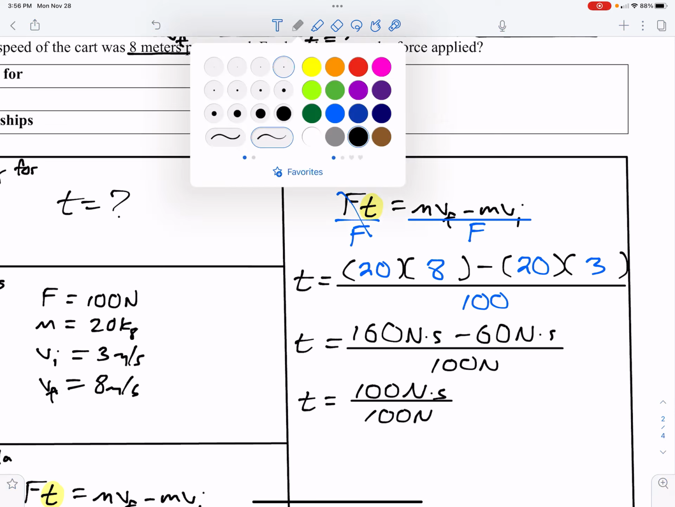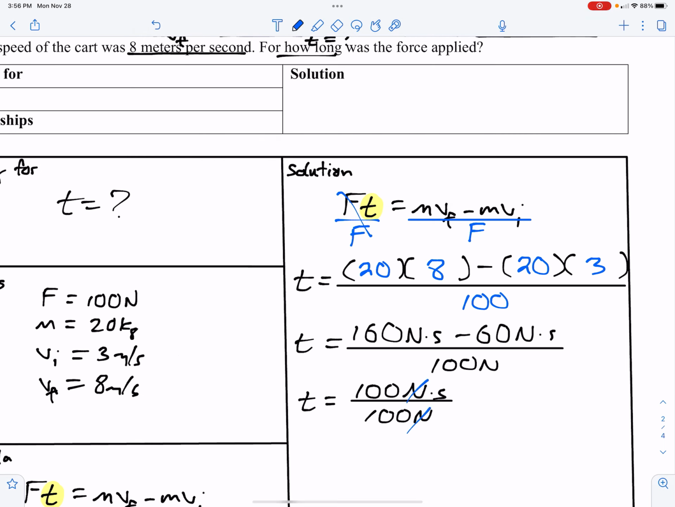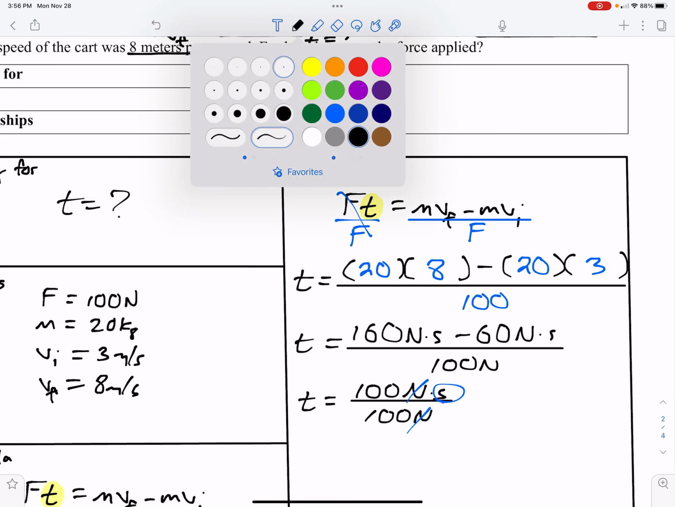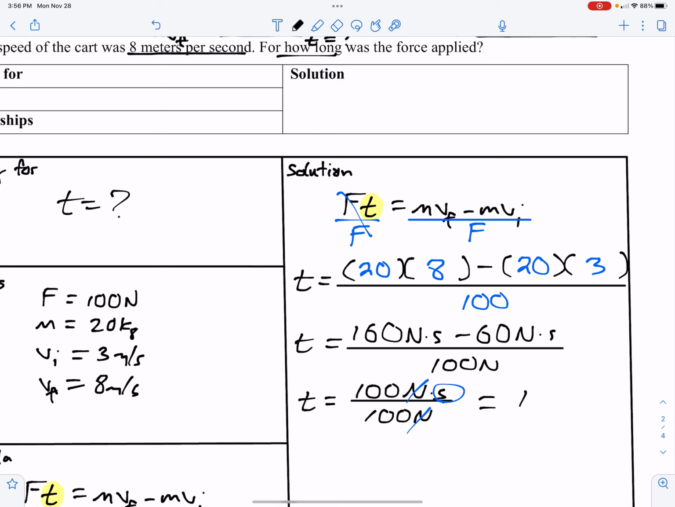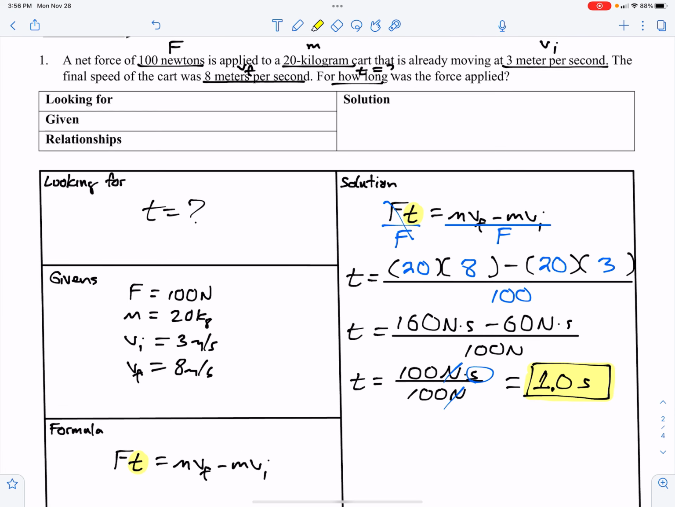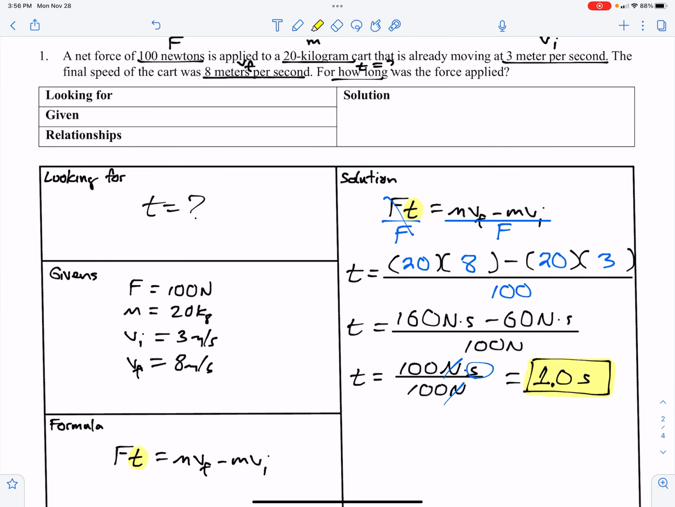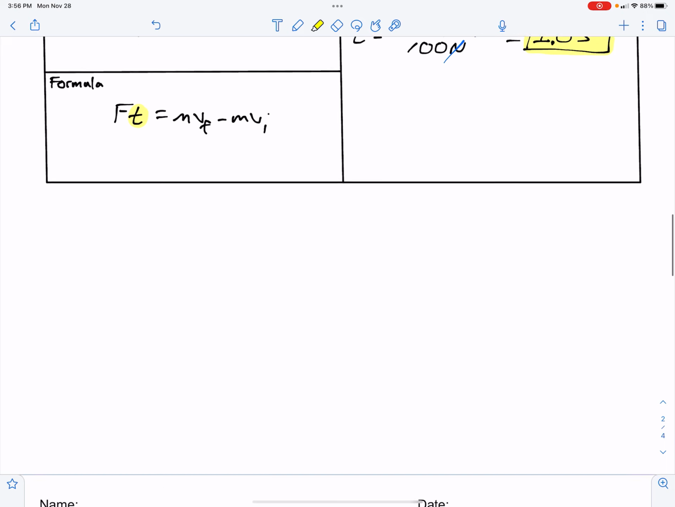And you can see the newtons part of that cancels, giving you the appropriate unit for time, which is seconds. 100 divided by 100 is 1 second. You could write it as 1 or 1.0. How you choose to write the solution is up to you. All right, that's question number 1. Again, remember, pause, rewind the video as you need to. Scrolling on, read number 2 along with me, if you would, please.